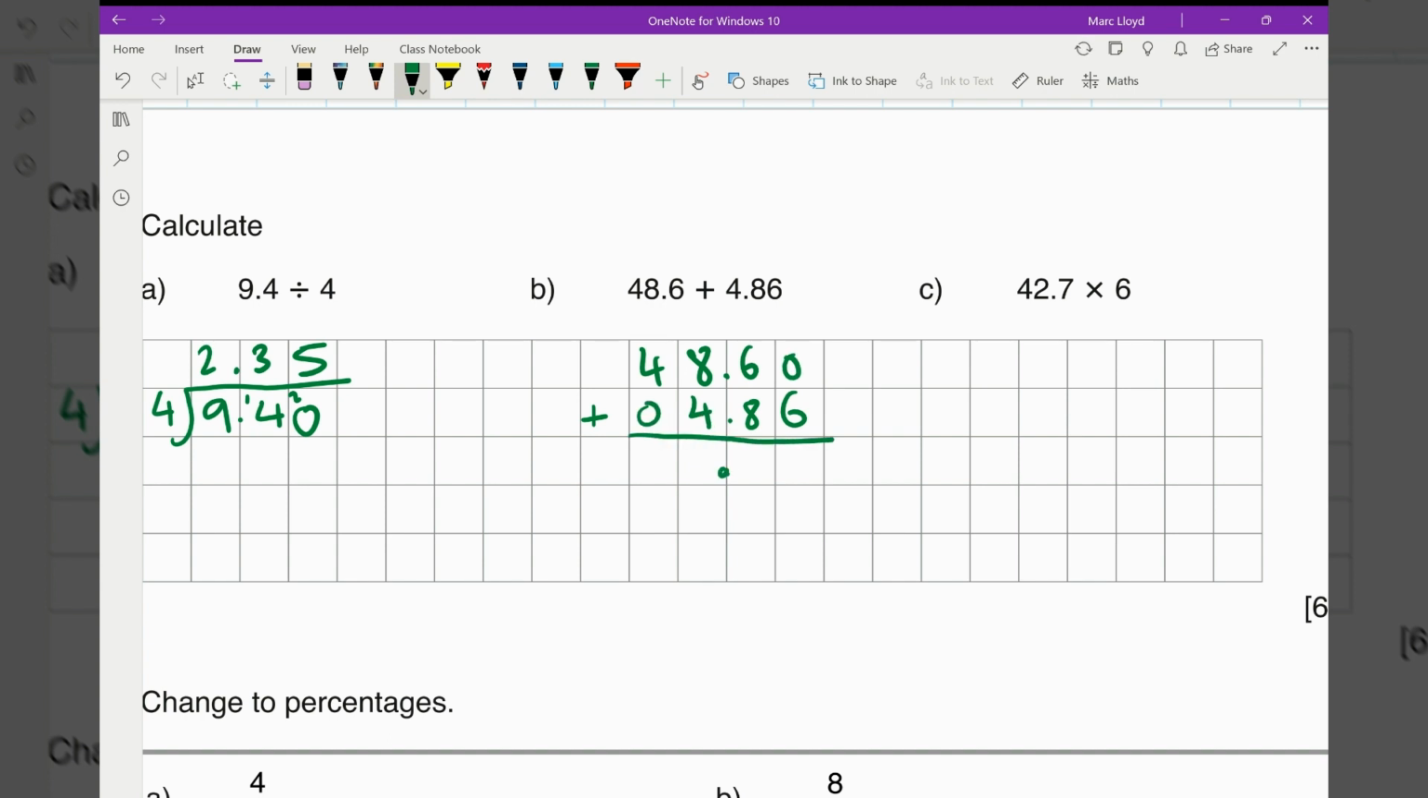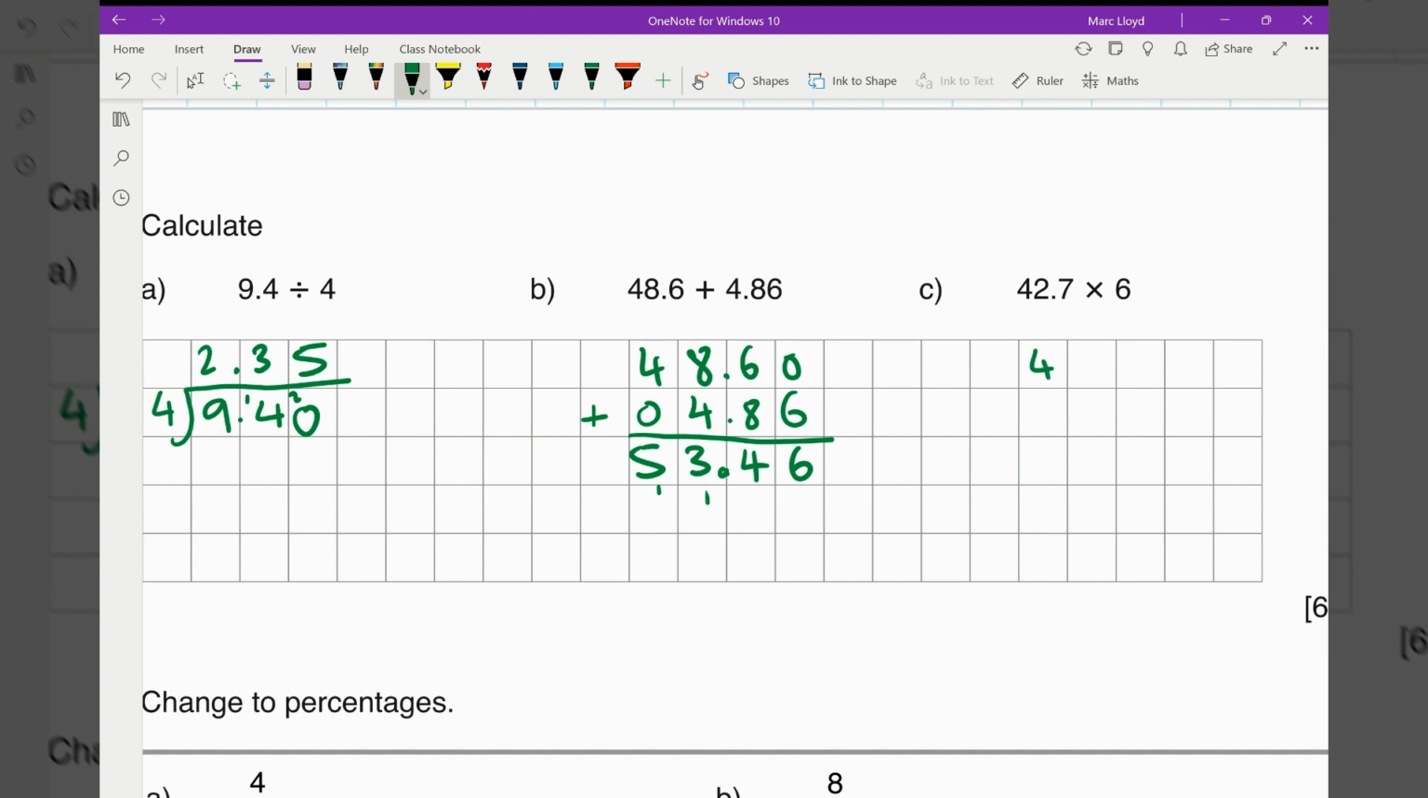Just remember that decimal place is not moving its position. 0 plus 6, 6. 6 plus 8, 14. Carry the 1. 8 plus 4 is 12, plus 1 is 13. Carry that 1. And then we've got 5 at the end, so 53.46.